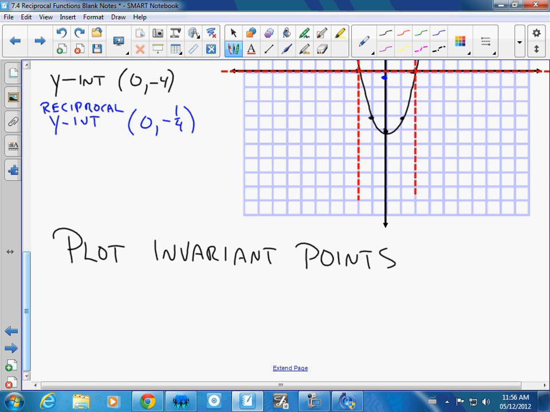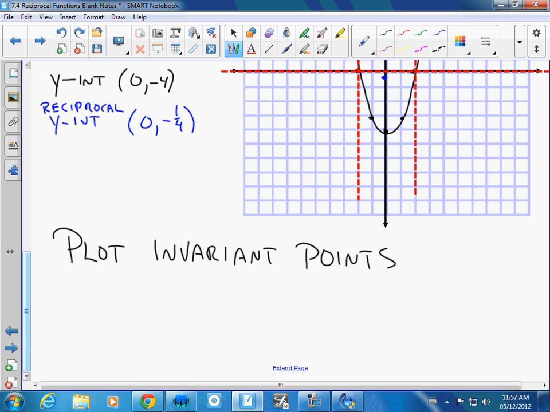Okay, this is easy. It's really, really quite easy. The invariant points are the points that are exactly the same on both the original and the reciprocal. So if I figure out what these points are, I can plot them in black for the original, and I can plot them in blue for the reciprocal. Is that right? Yeah. Okay. And we already know what the original looks like, don't we? Because we drew it on the graph.